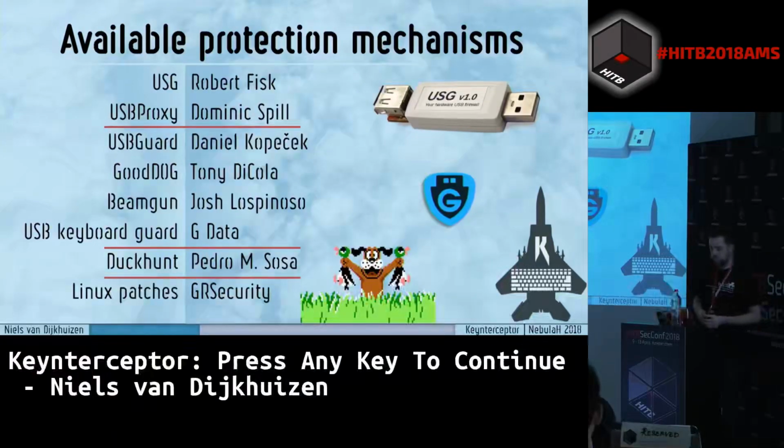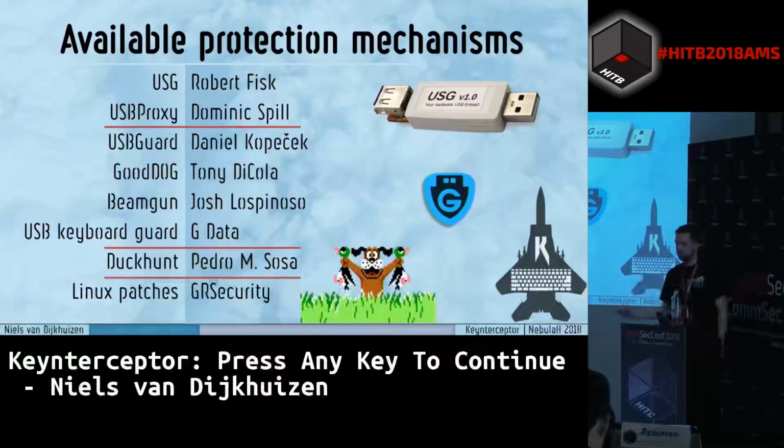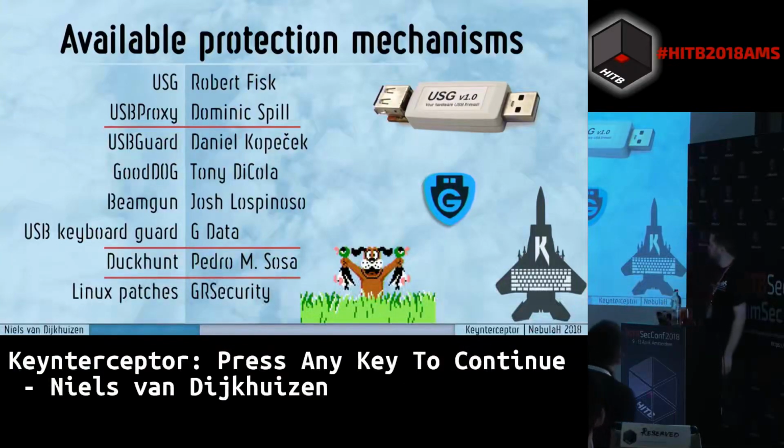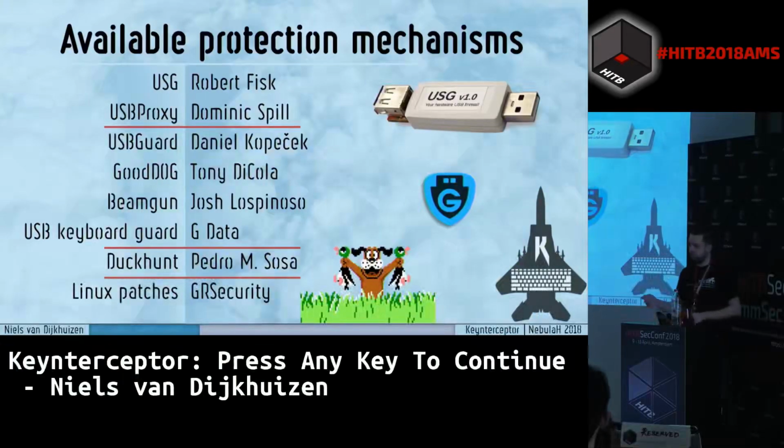This is what I found out. We've got some hardware protectors. The USG from Robert Fisk is an interesting thing. A USB dongle that sits in between your mass storage device or keyboard and your host. It is interesting because it protects against some of the attacks. It was meant to block the BadUSB kind of attacks. So if I plug in a USB stick that later on reconfigures itself as a different device, it will detect it.